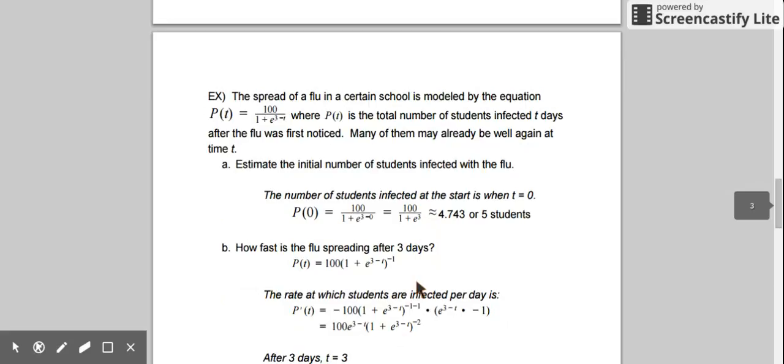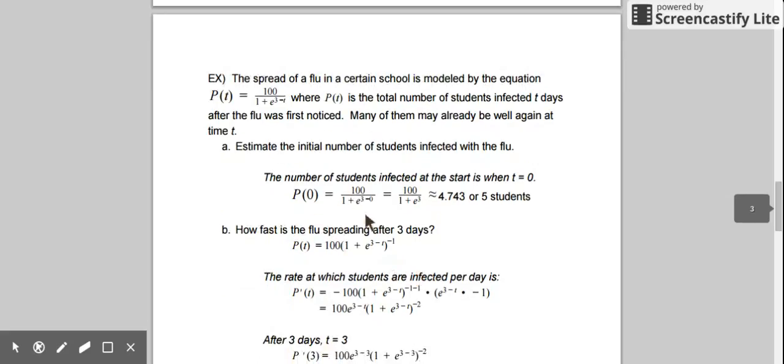One more example, let's talk about the spread of a flu in a certain school. The spread is represented by this function, and the function is representing the total number of students infected. So this is representing the number of students who have the flu, t days after the flu was first noticed. So t is representing days. So this function is representing the number of students infected, and t is representing the number of days the infection is happening.